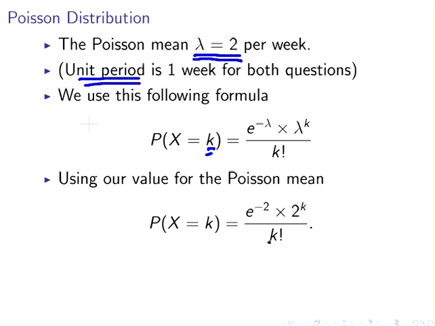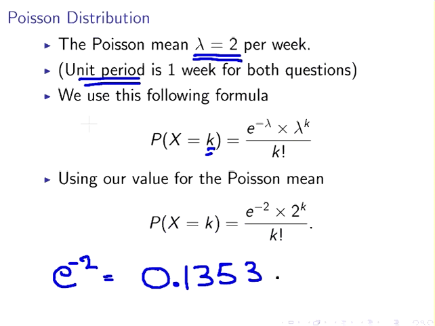Just as a quick remark, this e to the minus 2 is a bit of calculator work. It's something you would find with your calculator. If you get a number very similar to this, 0.1353, you might get it to a few more decimal places. Take a moment to make sure that you're able to get that number. Okay, so we're ready to begin our question.